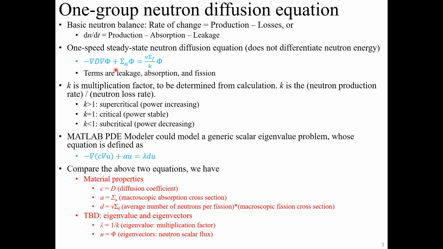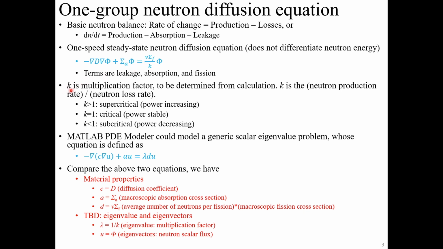In this equation, the capital letter D is the diffusion constant. The phi is the neutron flux. Sigma A is the macroscopic cross-section for absorption, and sigma F is the fission macroscopic cross-section. K is called the multiplication factor, and this mu is the number of neutrons released per fission.